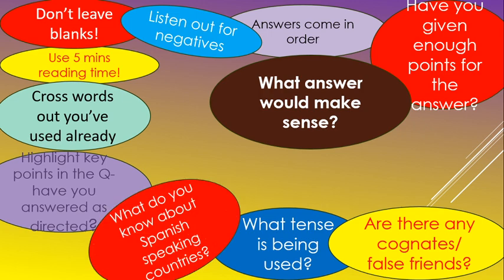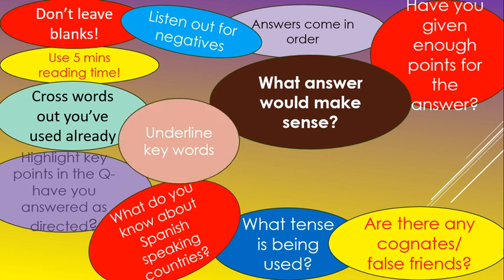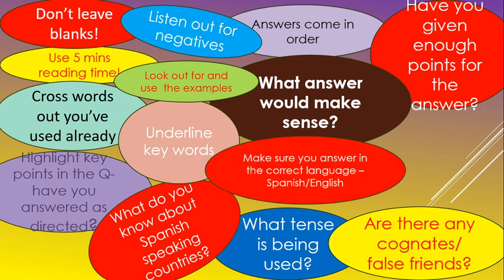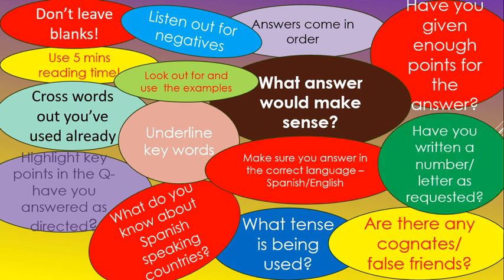What do you know already about Spanish-speaking countries? So if it's a cultural question, think about what you already have learnt throughout the course. Underline keywords. Look out for the examples. There's usually an example at the beginning so that you know how the examiner would like you to answer the questions. Make sure you answer in the correct language. Remember, the first section we spoke about before, the questions will be in English, so you answer in English. The second part of the exam, the questions are in Spanish, so you answer in Spanish.